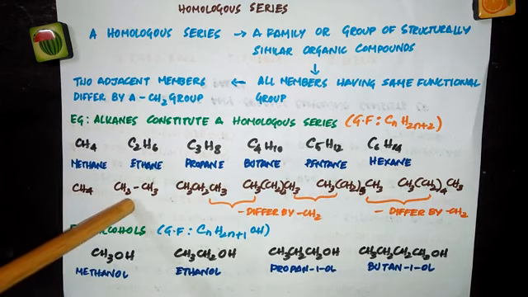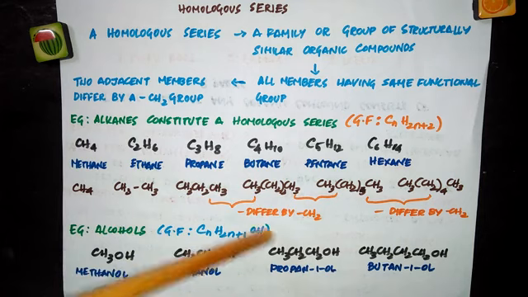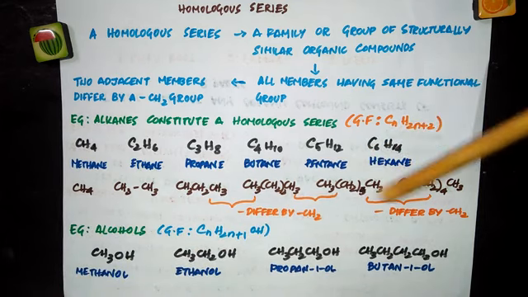In the same way, take butane: CH3, CH2, CH2, CH3. Instead of writing it twice, I have put CH2 two times. Now what is the difference between propane and butane? It differs by a CH2 group. So coming to pentane and hexane, two adjacent members differ by a CH2 group. So two adjacent members in a homologous series differ by a CH2 group. Homo means same.